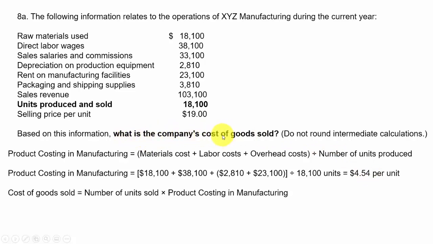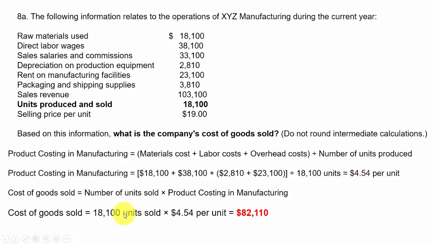Well, the cost of goods sold would be how many units we sold times the cost per unit. The cost per unit was $4.54, and the number of units sold was 18,100. So the cost of goods sold will be $82,110.